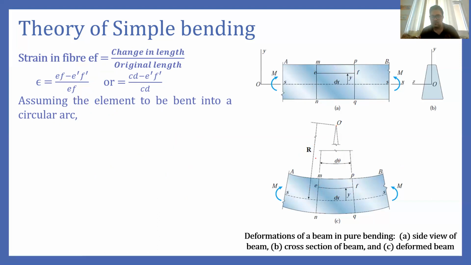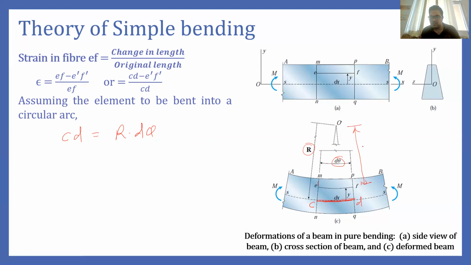Here we are going to find the value of CD, because CD is this length which is unchanged before bending and after bending. So CD we can write as r into d theta, because the length of this arc can be calculated if we know the radius of curvature and the angle. So CD can be written as r d theta. Similarly, this is E dash F dash. So what will be the length from this to this?